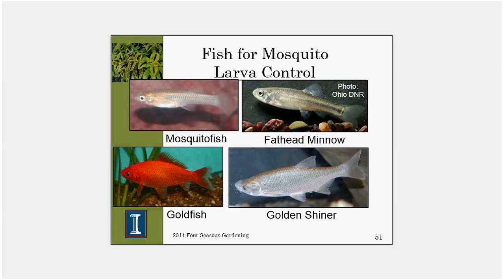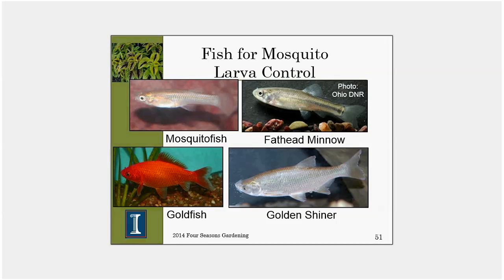Goldfish and mosquito fish are commonly put in areas to control mosquitoes. Goldfish are commonly in water lily ponds and so on. Fathead minnows and golden shiners are listed here because they're the two most common bait minnows you can go to a bait shop and buy. For $1.50 you can get a dozen of these, throw them in a pond for the summer, and you've got summer-long mosquito control.